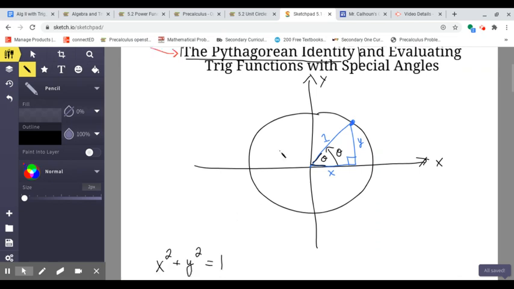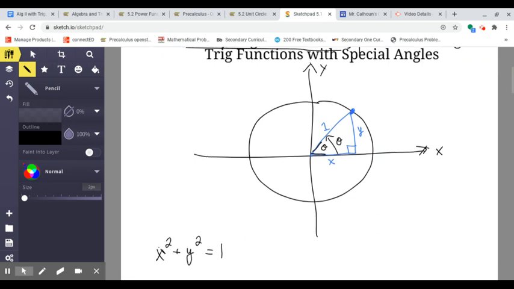Okay. So recall that the Pythagorean theorem tells us that we could take the square of these sides, sum them, and get the square of this side. So what that gives us is this equation here. x squared plus y squared is equal to 1 squared, which is just 1.